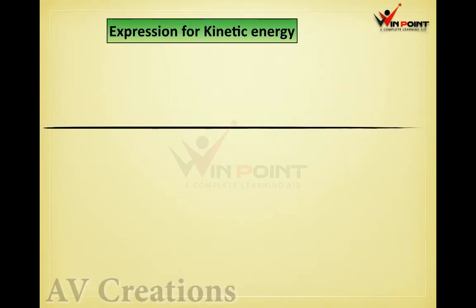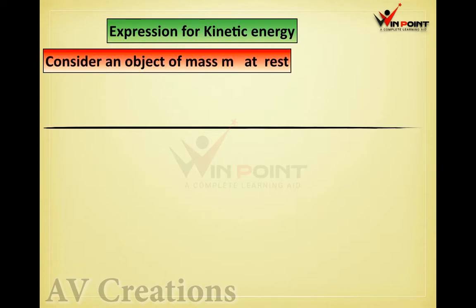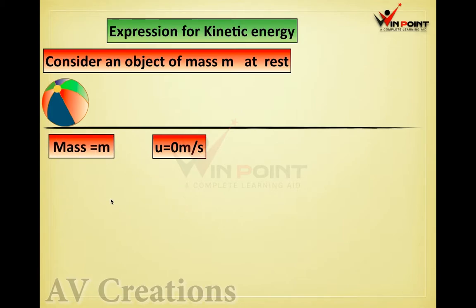Expression for kinetic energy. There is an equation for kinetic energy. We are going to derive that equation. For that we are considering an object of mass m at rest. Rest means no movement. The velocity is 0. So it is an object. The velocity is 0 meter per second. It is known as initial velocity. U is initial velocity and mass is m.